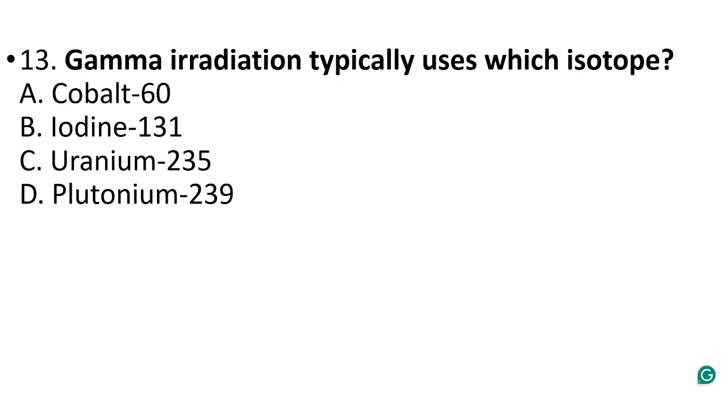13th question, gamma irradiation typically uses which isotope? Cobalt 60, iodine 131, uranium 235, plutonium 239. Your answer is option A, cobalt 60.